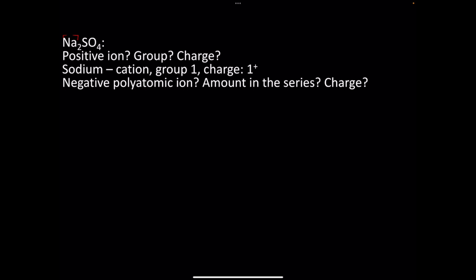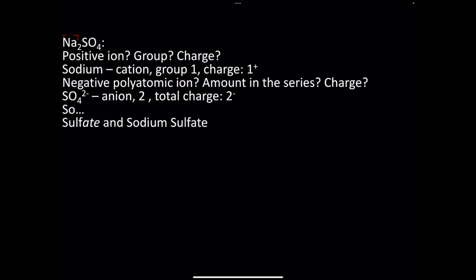Now the negative polyatomic ion, we have to double check the amount in the series and its charge just for our information as well. It's the anion, it's SO4, and when we check the series, it has more oxygens than the others, so we would name it sulfate. So the final name is sodium, which is just the name for Na on the periodic table, and sulfate, right? So if we see multiple atoms, we should recognize, oh, that's a polyatomic ion, right?